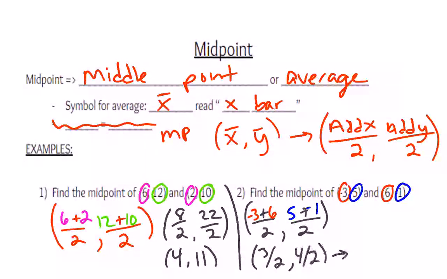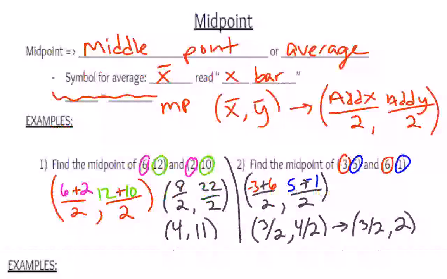I'm okay if you leave it 3 over 2, or you could tell me 1.5. Both of those are fine. Please don't give me mixed numbers because mixed numbers are the devil. So no mixed numbers for us. I'm going to leave it as 3 over 2, and then 4 divided by 2 is 2.